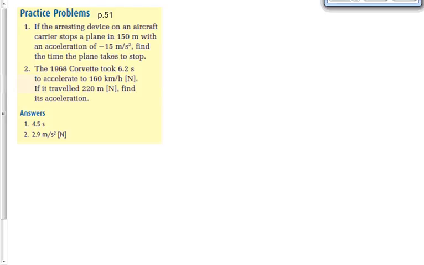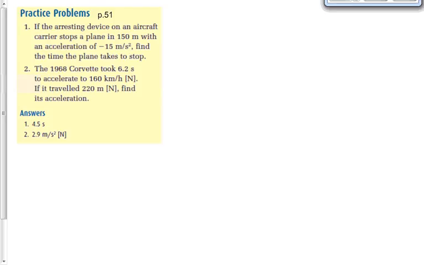So let's spend a little bit of time going over question number one here. It says, if the arresting device on an aircraft carrier stops a plane at 150 meters with an acceleration of negative 15 meters per second squared, find the time that it takes the plane to stop. Do you guys know what that means, the arresting device on an aircraft carrier? No? Sometimes we read a question and we're able to solve it even if we don't really know what the words mean. But then sometimes the words make us stumble. We can't solve a question simply because we don't know what a word means.